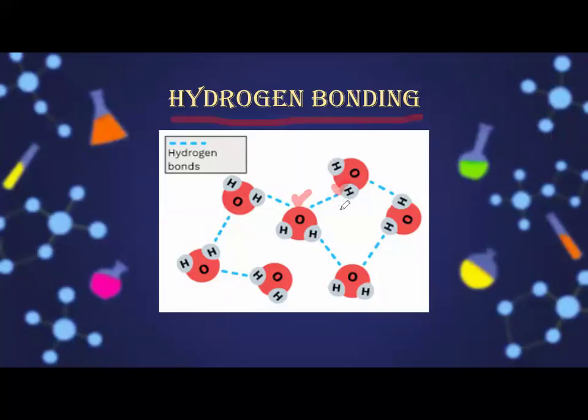So this bonding between the hydrogen and the highly electronegative element is called hydrogen bonding. These blue dotted lines represent the hydrogen bonding. And class, remember that hydrogen bonds are always represented by dotted lines. Remember that this is the correct way of representing the hydrogen bond.